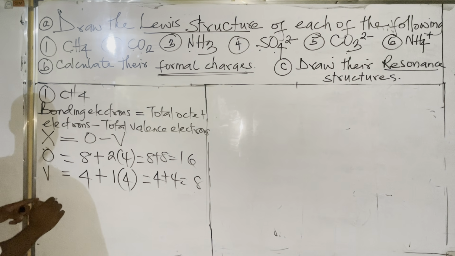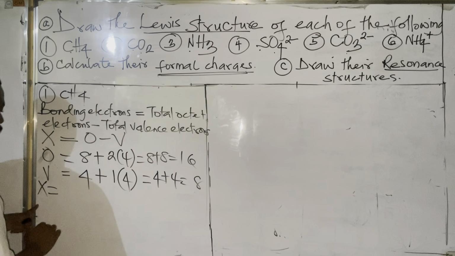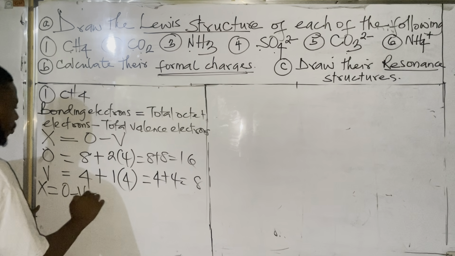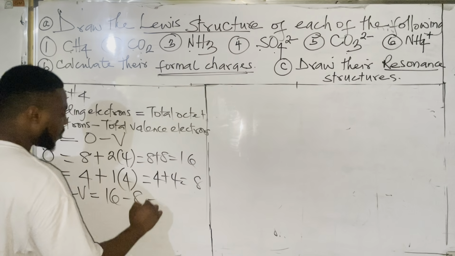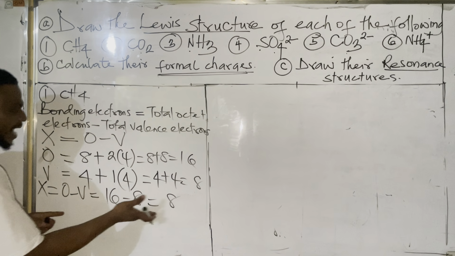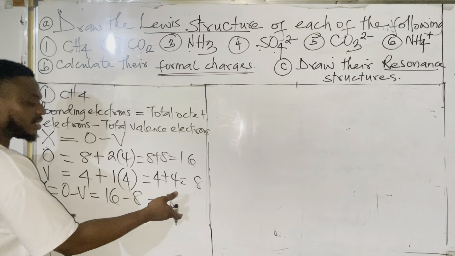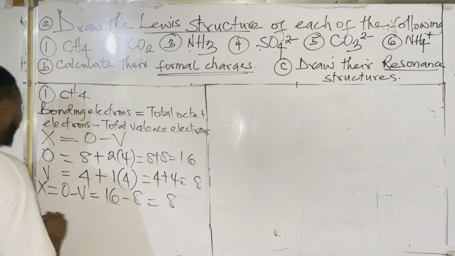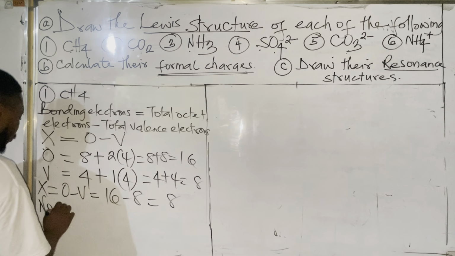So after doing that, we'll say X is equal to O minus V, which is 16 minus 8, which gives us 8. So it means that methane has a total of 8 bonding electrons. So X is 8.